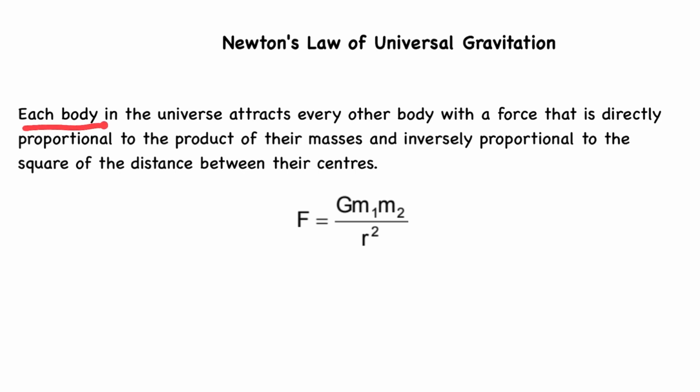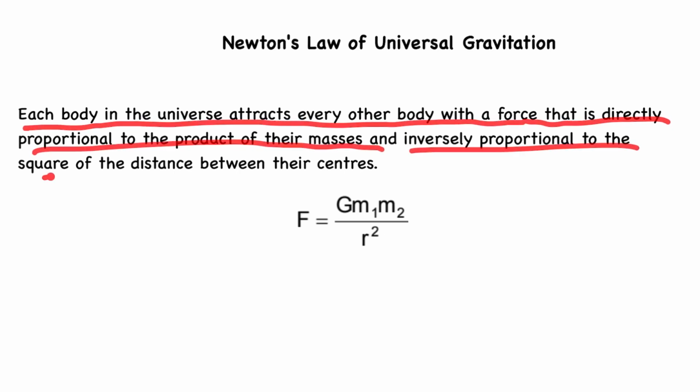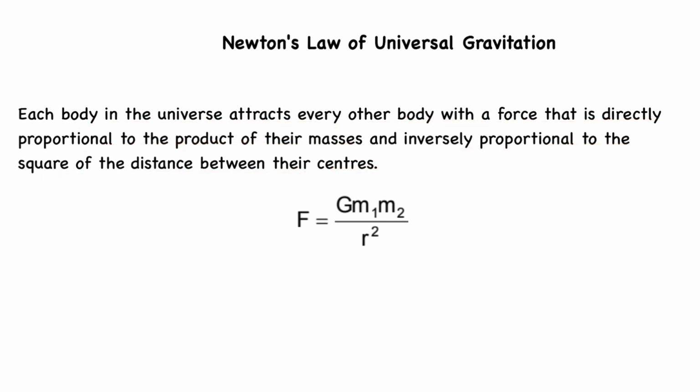It says each body in the universe attracts every other body with a force that is directly proportional to the product of their masses and inversely proportional to the squared distance between their centers. So let's take an example. You have this body and this body. These two bodies attract each other, and there's a distance between them.